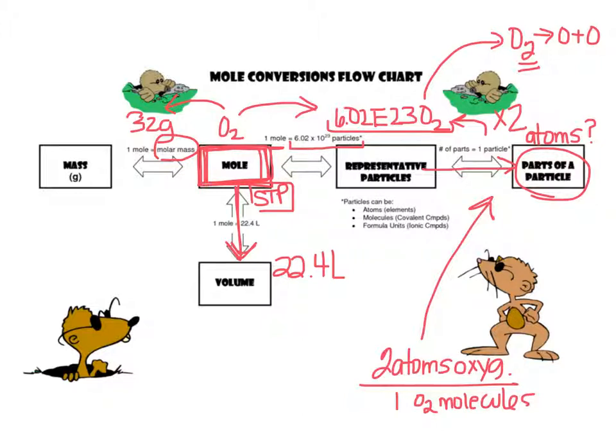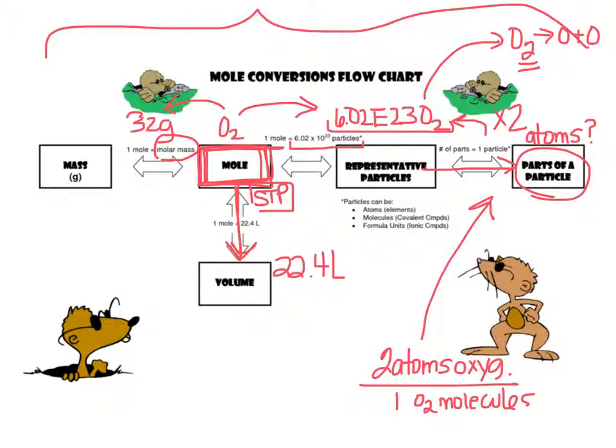Now, this flowchart is almost like your Bible for this chapter. You've got to memorize this. You've got to know when you're given one piece of information and asked for another, you've got to figure out where you need to go. Where are you starting and where do you need to go, and figure out which conversions to use.